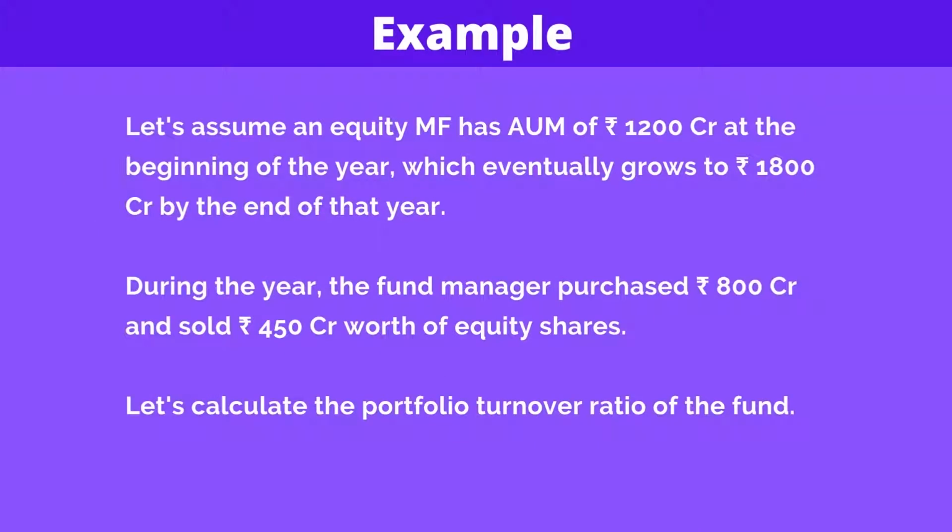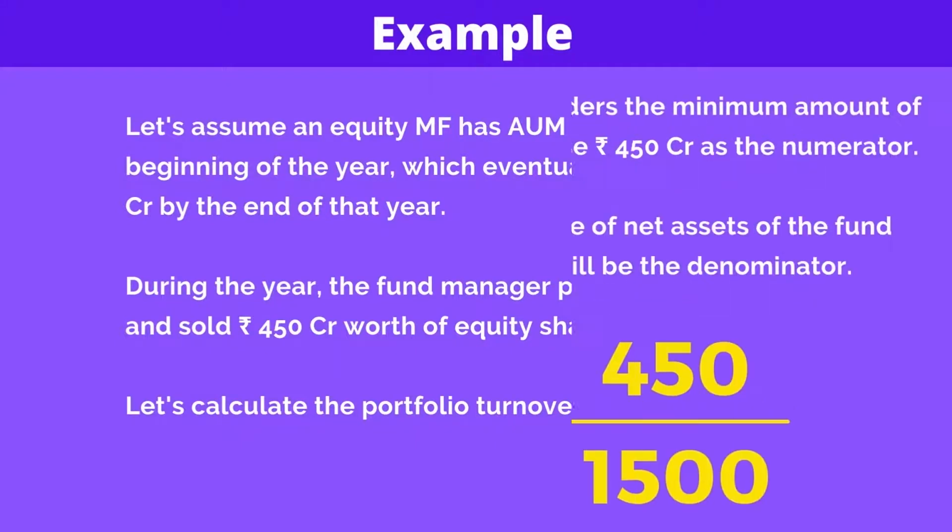Let's assume an equity mutual fund has AUM of 1,200 crore rupees at the beginning of the year, which eventually grows to 1,800 crore rupees by the end of that year. During the year, the fund manager purchased 800 crore rupees and sold 450 crore rupees worth of equity shares. Let's calculate the portfolio turnover ratio of the fund.